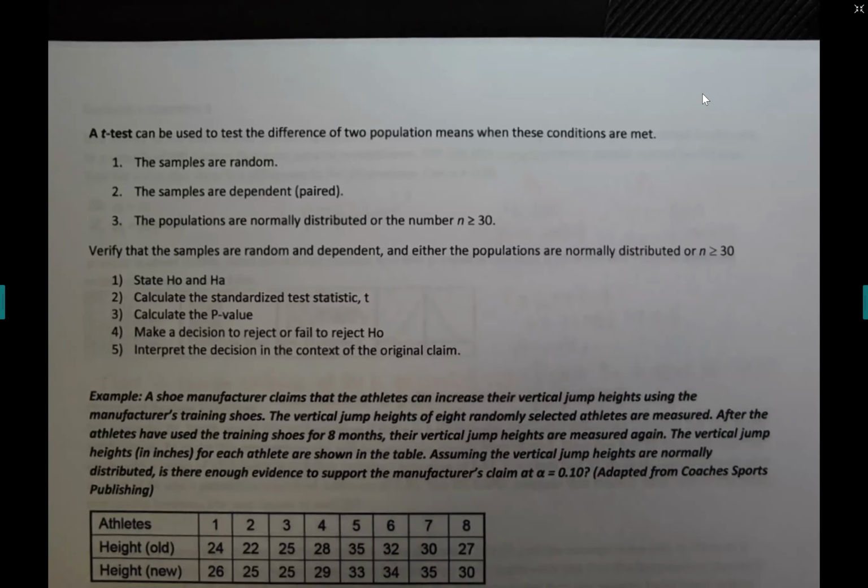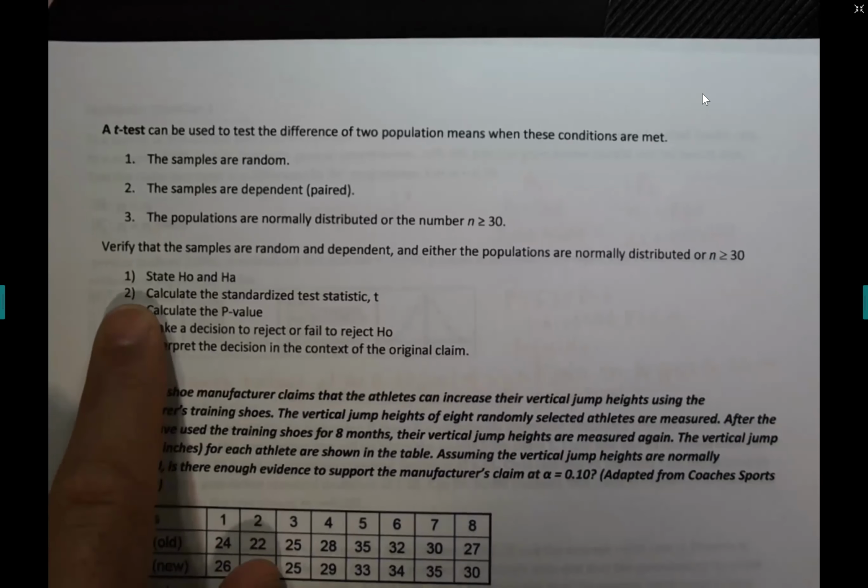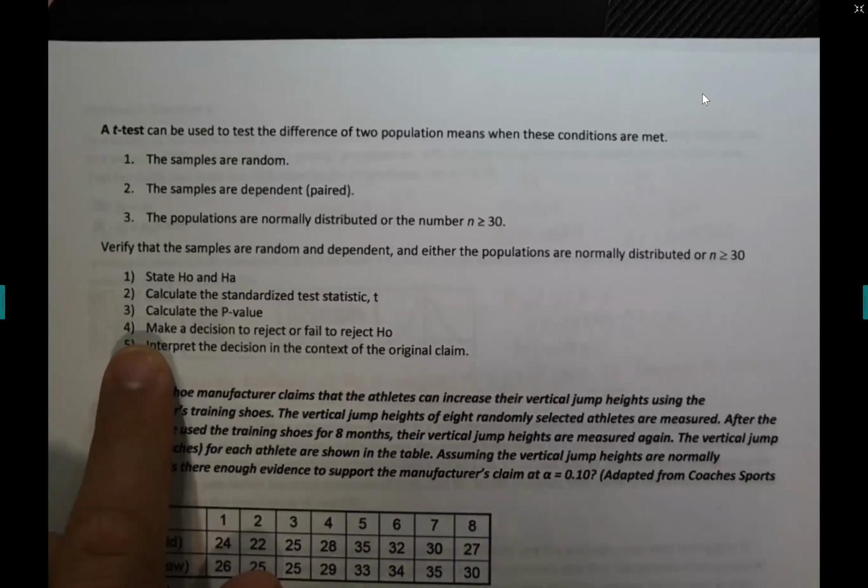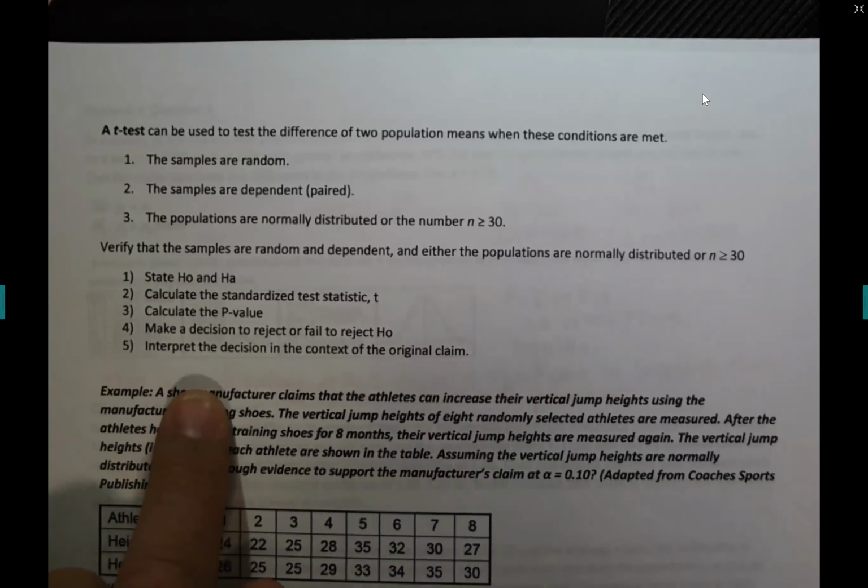And the steps of the test, guys, no change. As you can see from previous sections: state H0 and HA, calculate the test statistic t, calculate the p-value, make a decision to reject or fail to reject H0, and interpret the decision in the context of the original claim.